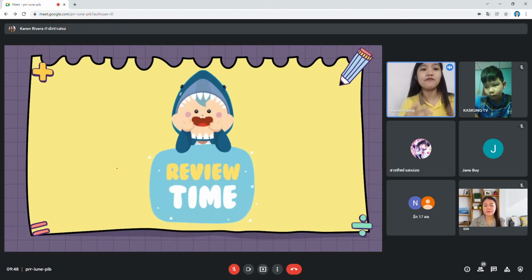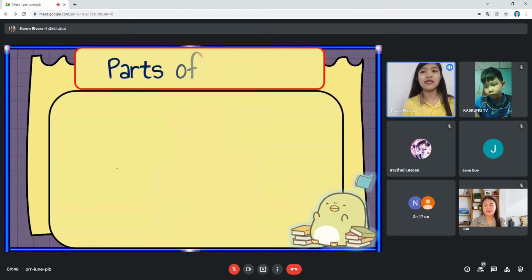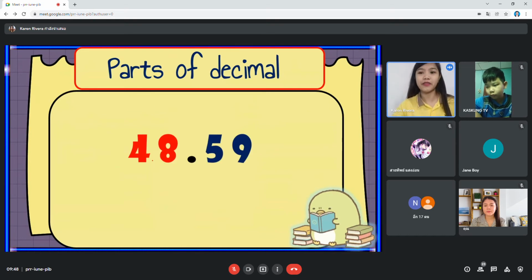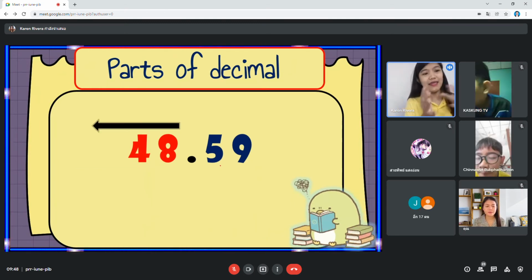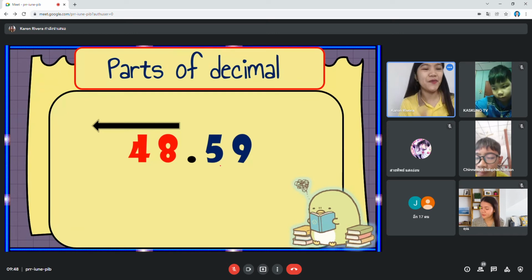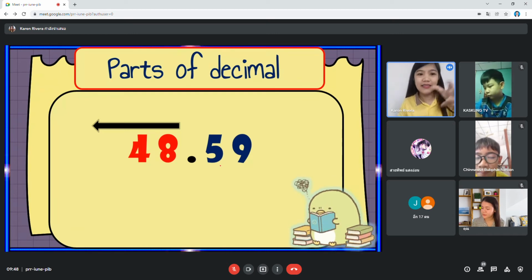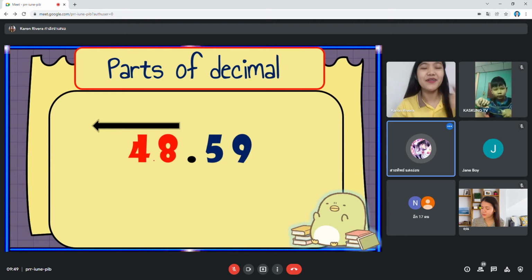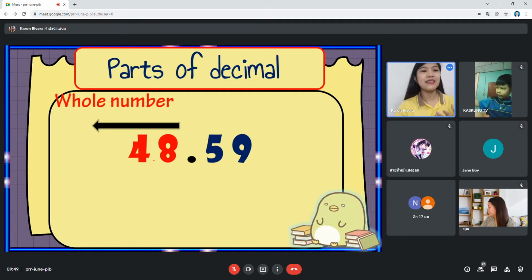Now, let's have our quick review. You knew it already, group 6. First is the parts of a decimal. What are the parts of a decimal? Class, I have here a number. This color red is 48 and this color blue is 59. Now, let's start with color red. At the left side, what part of a decimal is that? Whole number. Can you say it louder? Whole number. Good job. This is a whole number.